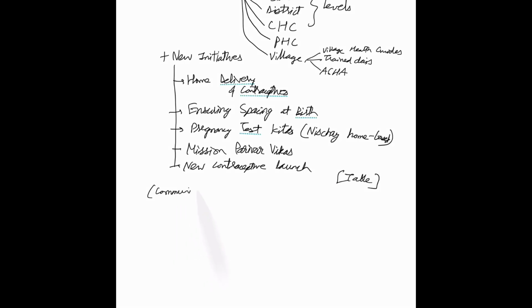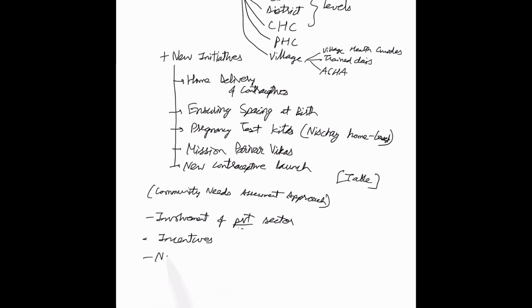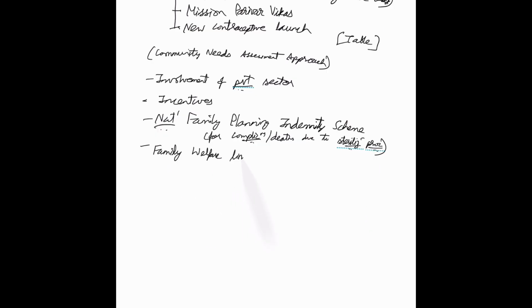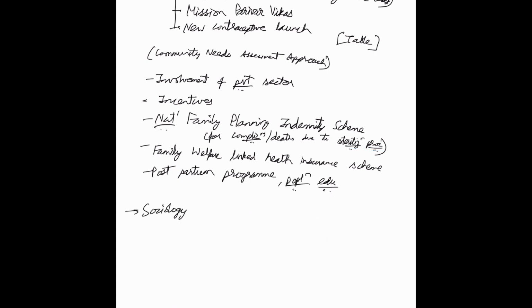Then there's another small note on community needs assessment approach, the involvement of the private sector, and incentives given for family planning, like the National Family Planning Indemnity Scheme that helps provide compensation for any complications or deaths due to sterilization procedures. Then the Family Welfare Linked Health Insurance Scheme and the postpartum program and population education. Then another small note on the sociology of family planning or volunteer organizations. There's a lot of text in here, but if you ask me, it hasn't been routinely asked in exams, so you can afford to skip it if you want.